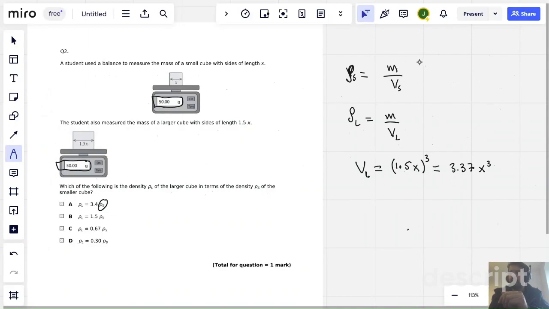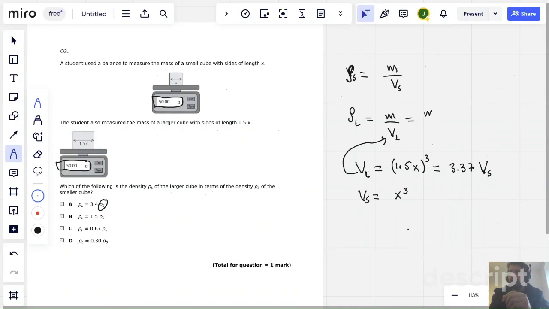What about the volume of the smaller cube? Volume of the smaller cube is just x cube, right? Length of one side, and you just cube it. It means that this x cube right here can be written as the volume of the smaller cube. So now we have a relation for the volume of the large cube in terms of the volume of the small cube. Now we can substitute this volume of the large cube here to find density.